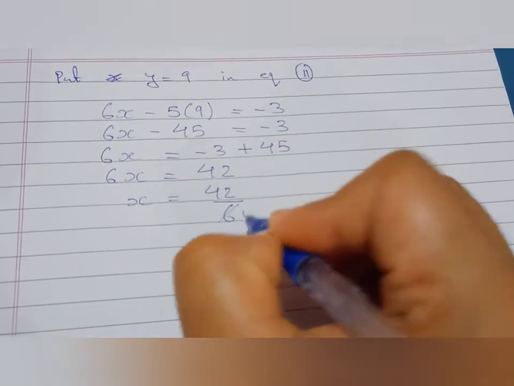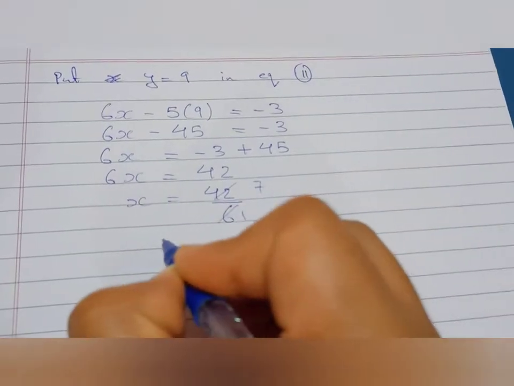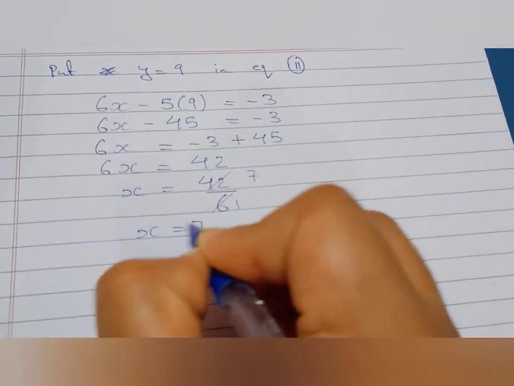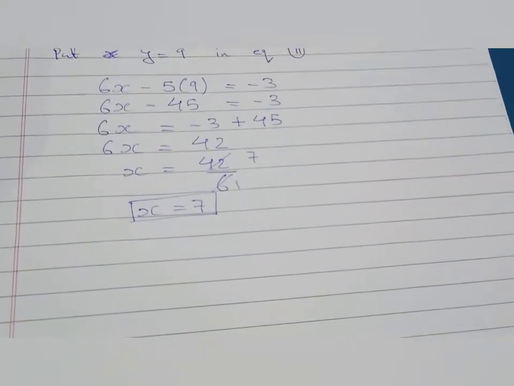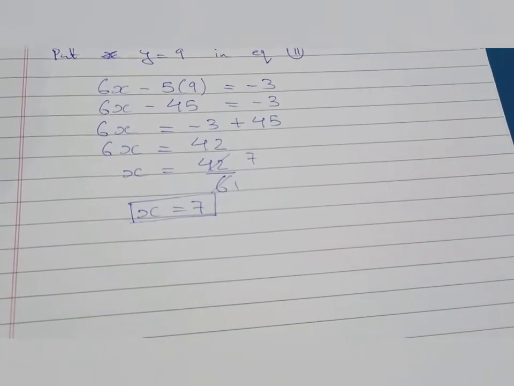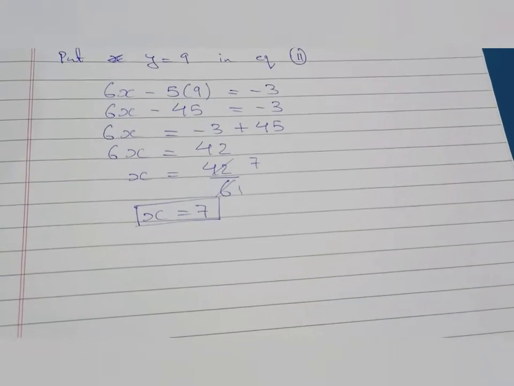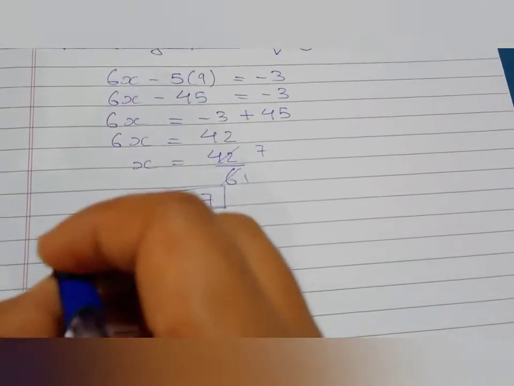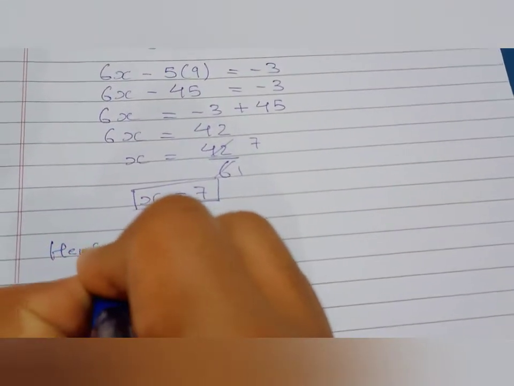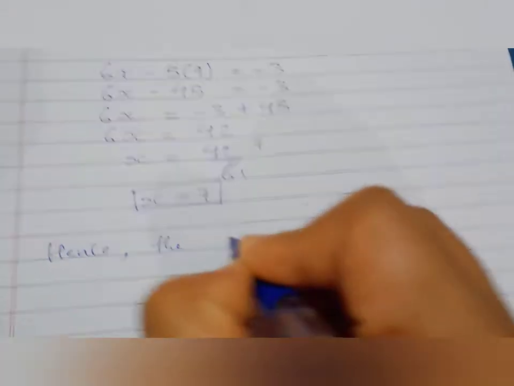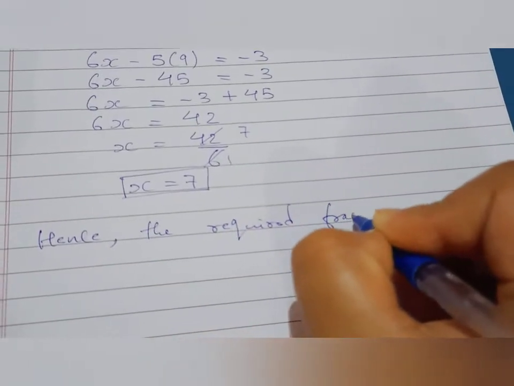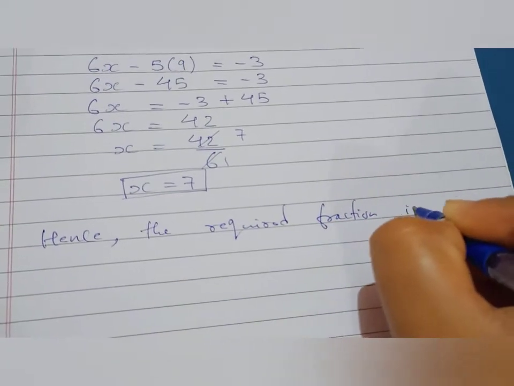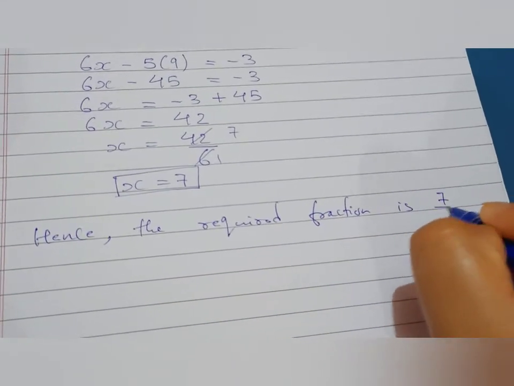Cancelling 42 by 6, 6 1 is 6, 6 7 is 42. So the value of x is 7. We've got the value of x, which was supposed as the numerator, and the value of y as 9, which was the denominator. Hence we can conclude that the required fraction is 7 by 9.